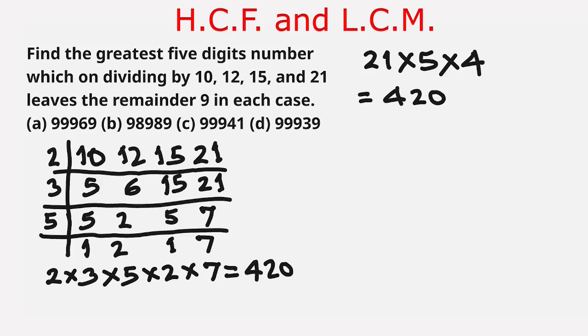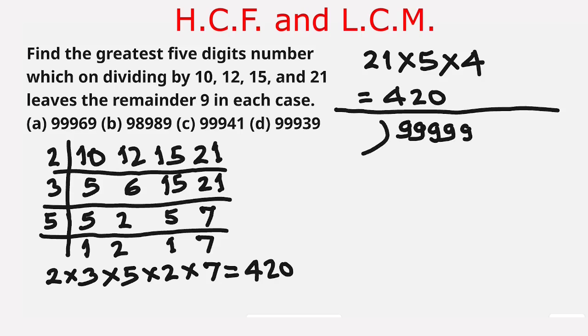Now we have to find the greatest 5-digit number divisible by this LCM 420. The greatest 5-digit number is 99,999. We divide this number by 420. 420 divides 999 for 2 times. 2 times 420 is 840. On subtracting 840 from 999, we get 159.